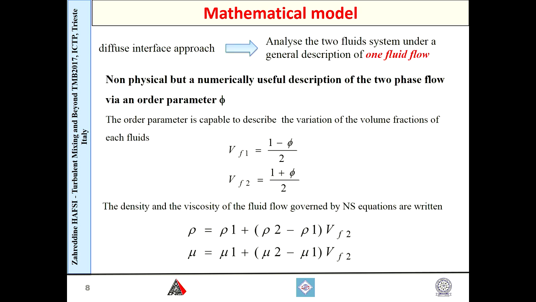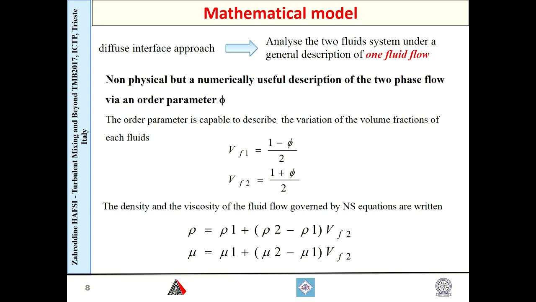Actually, the diffuse interface approach allows us to analyze the two-fluid system as one fluid flow, with a density rho and a viscosity mu, and they are given by these relations. This is the full description. If we put phi equal to minus one, we are back to rho equal to rho one. And if we put phi equal to one, we are back to rho equal to rho two.